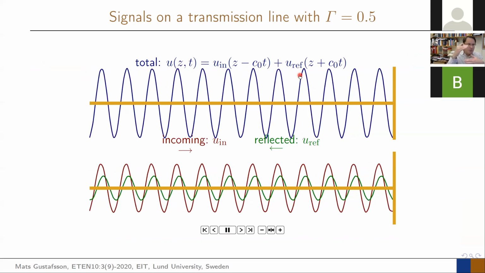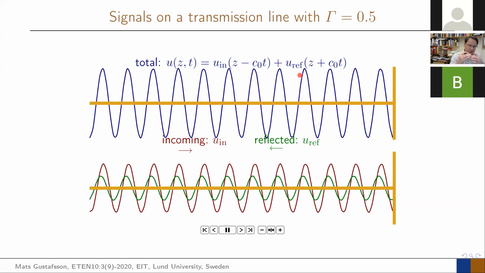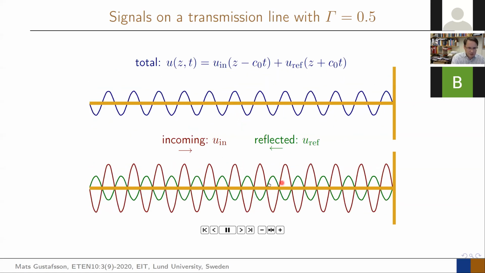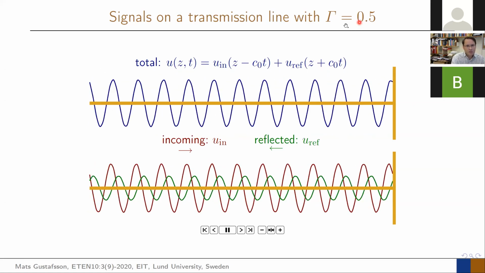And you can see that the amplitude is going up and down. That's because sometimes the peaks are at the same place, and sometimes they are not. So constructive and destructive interference. You can divide this into the incoming wave and the reflected wave. The incoming is the red one and the reflected one is the green one. And you can see that the amplitude of the reflected one is now half of the incoming one, because the reflection coefficient here was 0.5.